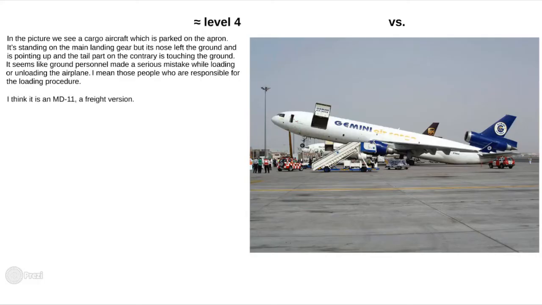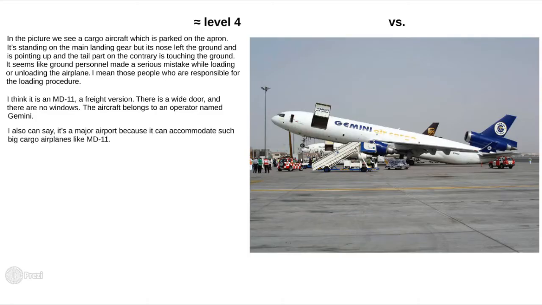I think it's an MD-11, a freight version. There is a wide door and there are no windows. The aircraft belongs to an operator named Gemini. I also can say it's a major airport because it can accommodate such big cargo airplanes like MD-11. Behind this aircraft we can see another cargo MD-11 which is operated by UPS.